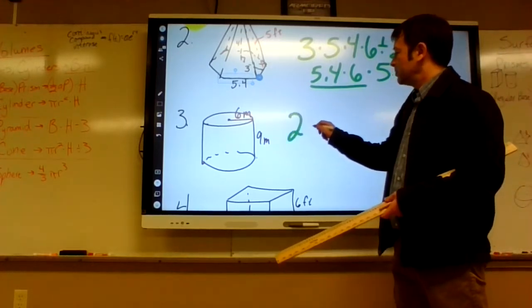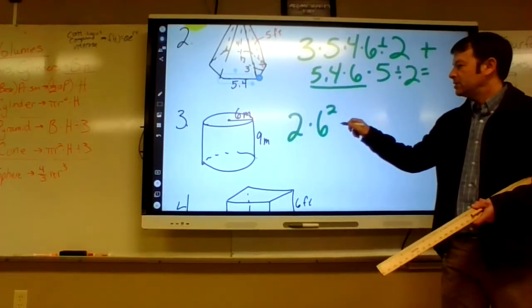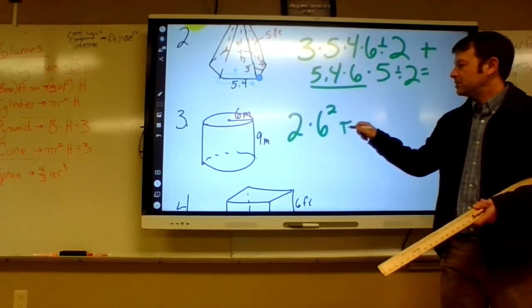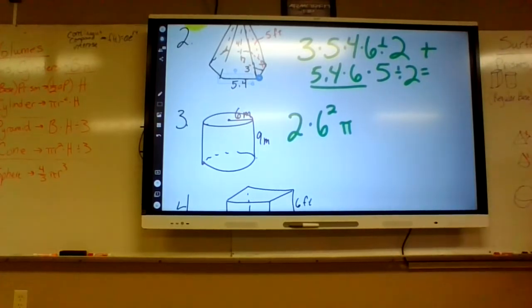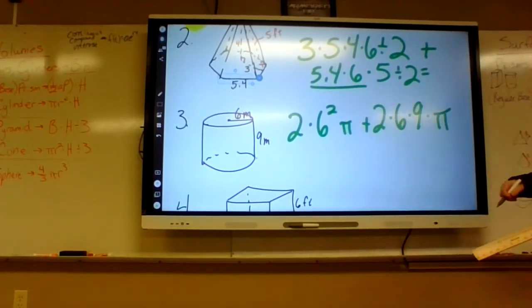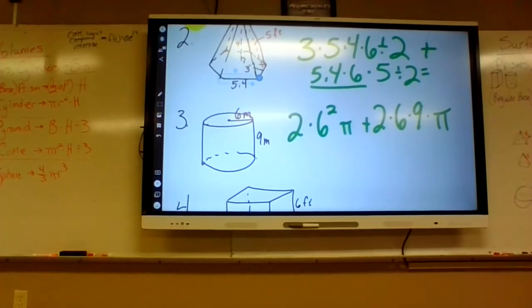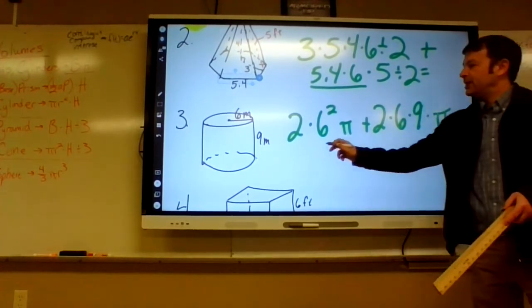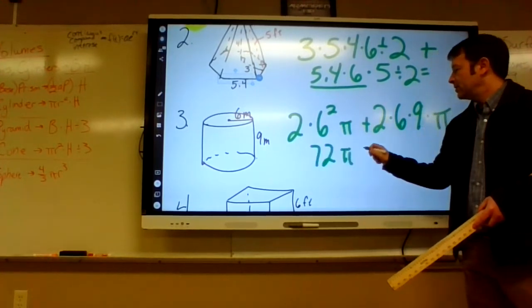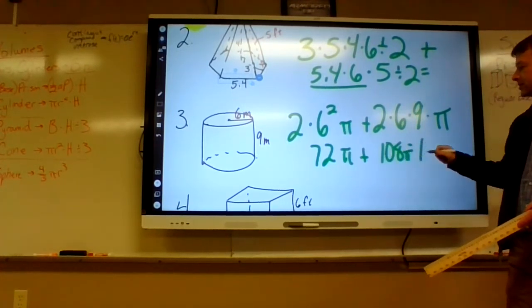2 pi r squared, r is 6. So this is the 2 pi r squared plus 2 times r times h times pi. Probably don't want to put the pi in your calculator, although I will accept both answers. Just put pi on the answer. So this would be like 6 squared times 2, 72 pi, 12 times 9, 108 pi, which all together makes 180 pi.